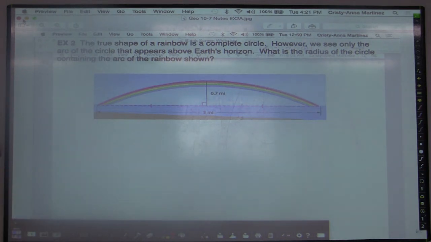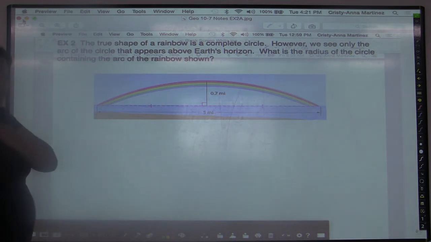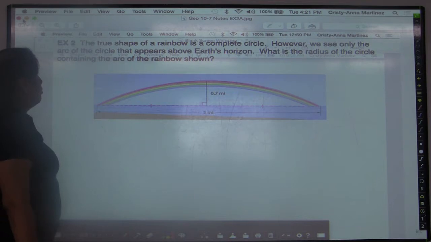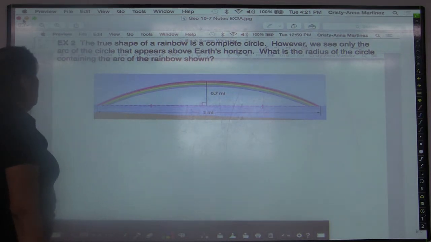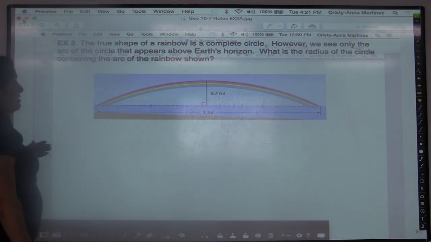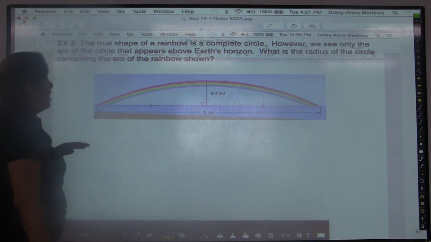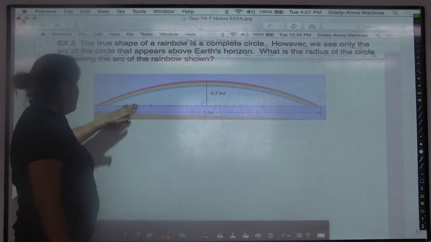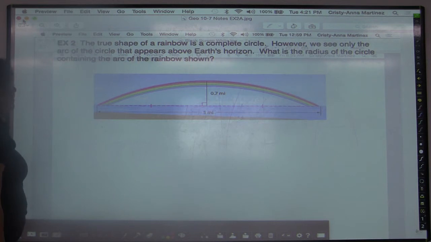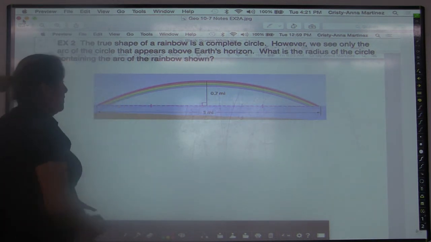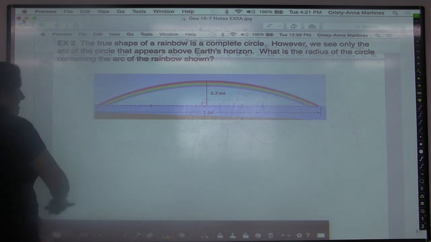So here it says, example 2, the true shape of a rainbow is a complete circle. See, that's something I didn't know. And now you know as well, if you didn't already. The true shape of a rainbow is actually a complete circle. However, we see only the arc of the circle that appears above Earth's horizon. So here's a diagram of what that's like. This circle would keep going, right? What is the radius of the circle containing the arc of the rainbow? You only have a portion of the circle being shown here, but the circle is going to keep on going.